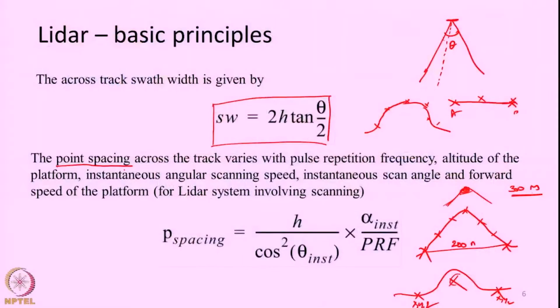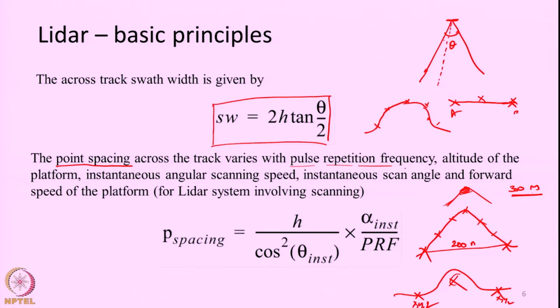That is why terrestrial systems will have very high point densities. It will try to cover with lakhs and lakhs of points. If you want to cover a big building, it will send in an enormous amount of pulses to get the signals back. So, the point density will determine how precisely we are able to track the surface and map the minor undulations present within it. This point spacing in the across track direction varies with pulse repetition frequency.